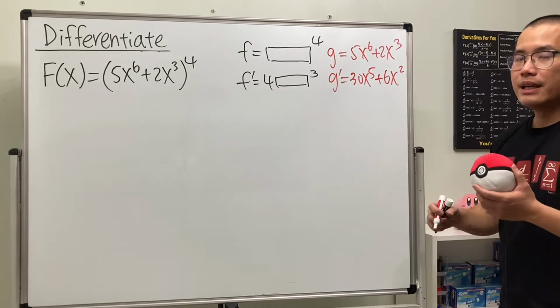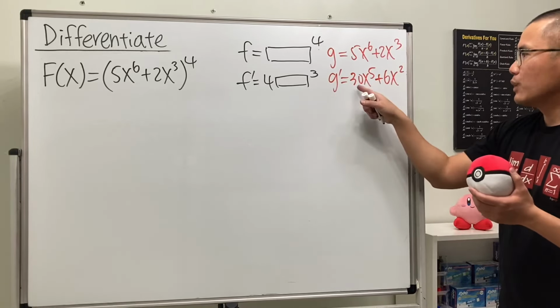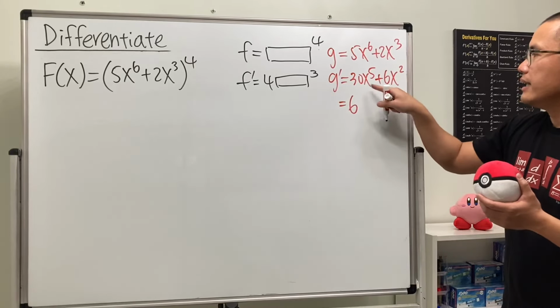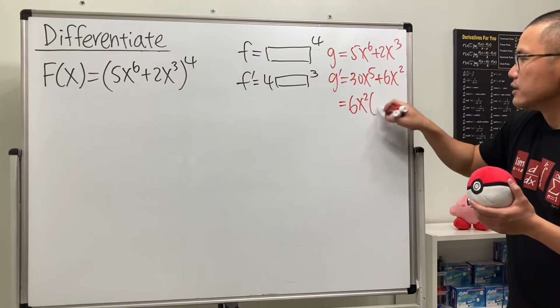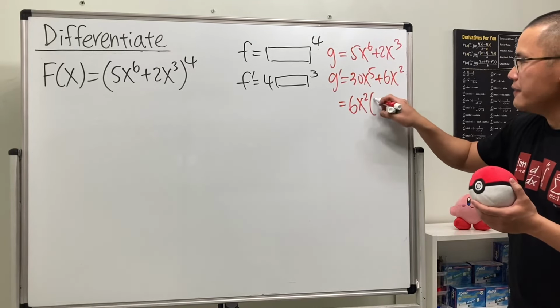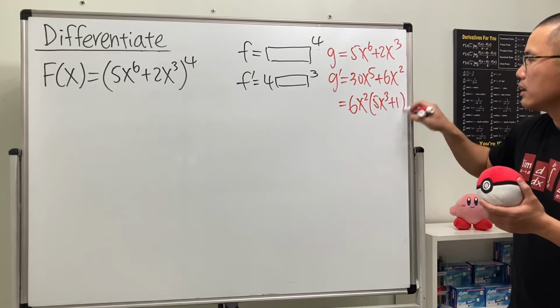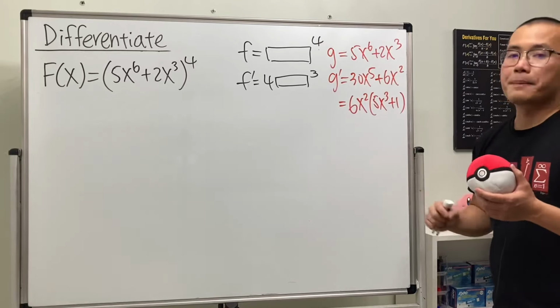All right? And notice that, in fact, here we can factor things out. Like we have 30 and also 6, so we can factor out a 6. And then x^5, x^2, we can factor out x^2. So we were left with 5x^3 + 1. So we'll be using this right here for the g prime.